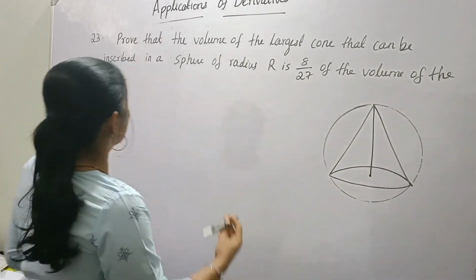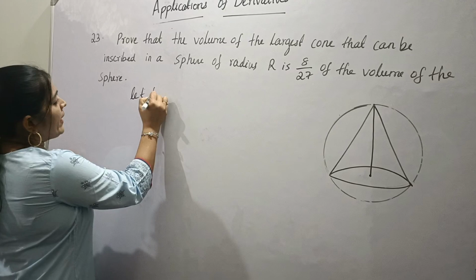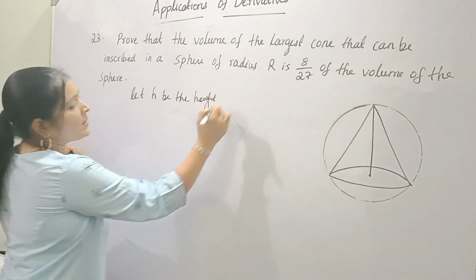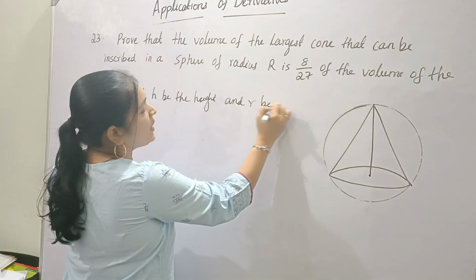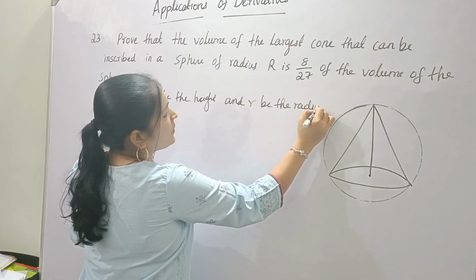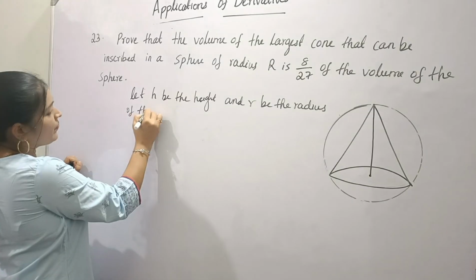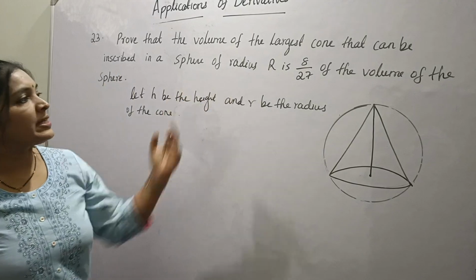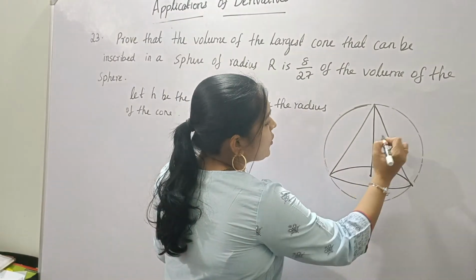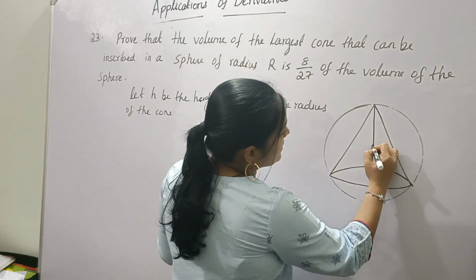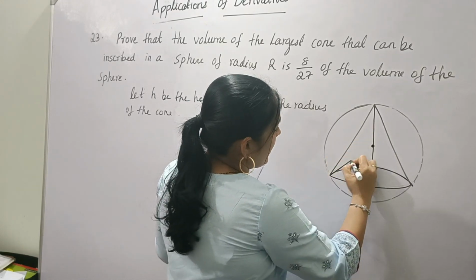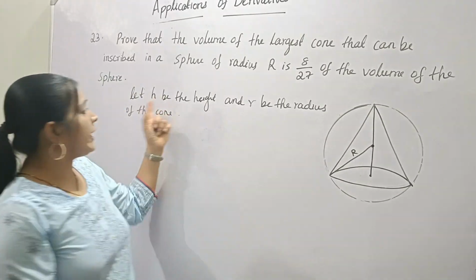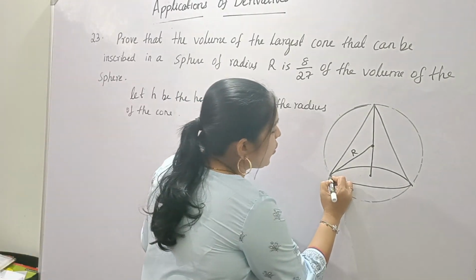Here, let h be the height of the cone and r be the radius of the cone, which is inscribed in a sphere. It is given that capital R is the radius of the sphere. If this is the center of the circle, then capital R is the radius of the sphere, and we have taken small r to be the radius of the cone.